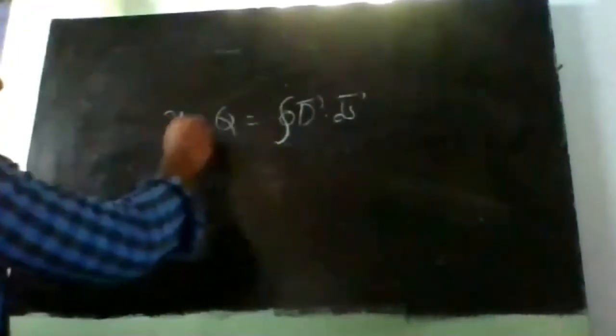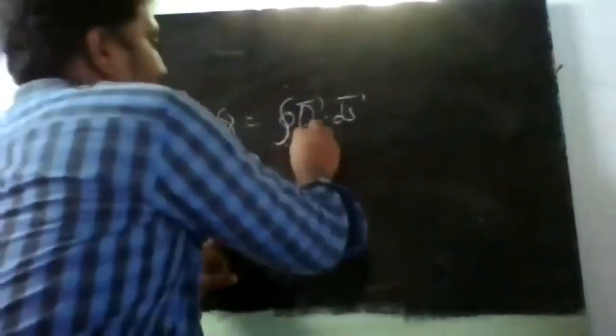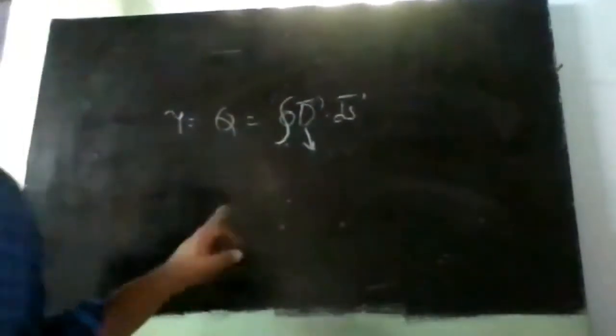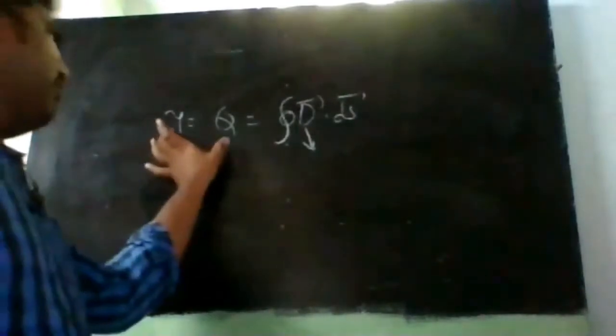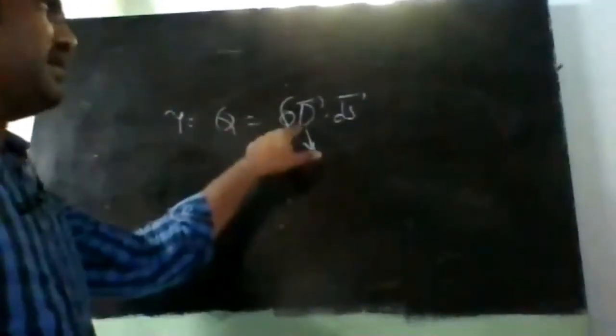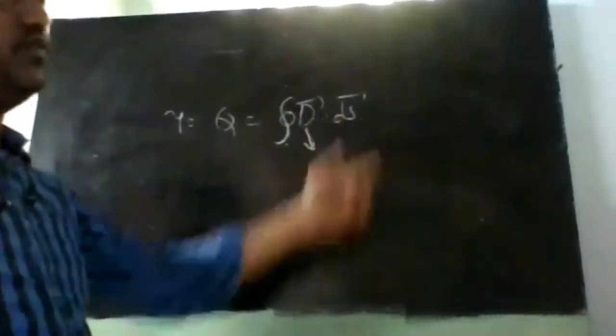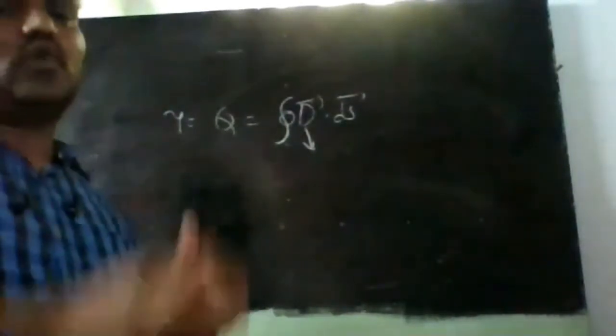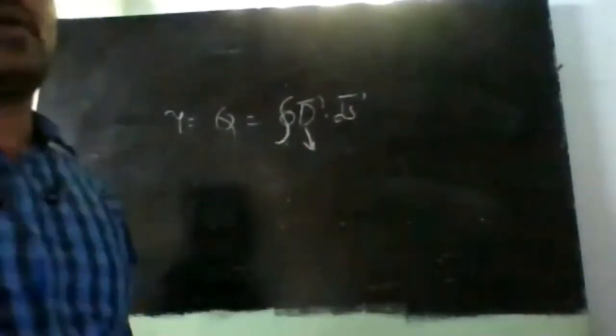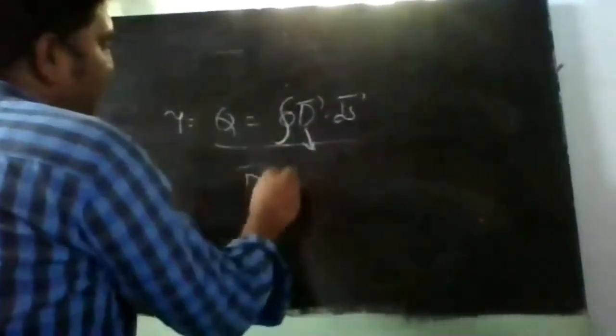Psi is generally represented as integral D bar dot dS bar, which is also equal to Q. So here D bar is the unknown term. Q or flux we have to measure. If you measure Q or flux, that is psi, then D bar is the unknown, dS bar is known because we know the Gaussian surface we have chosen. So what are the parameters of the Gaussian surface, you know. Solve this equation for D bar.